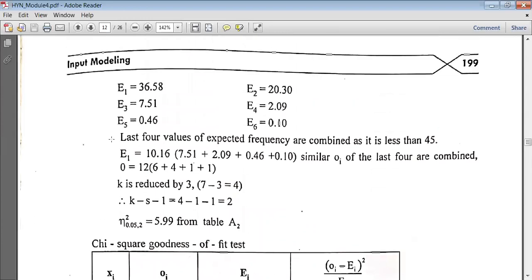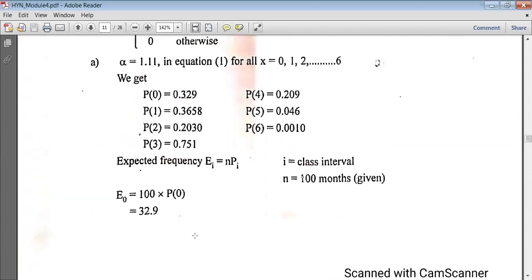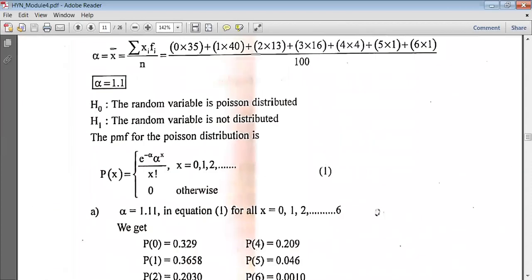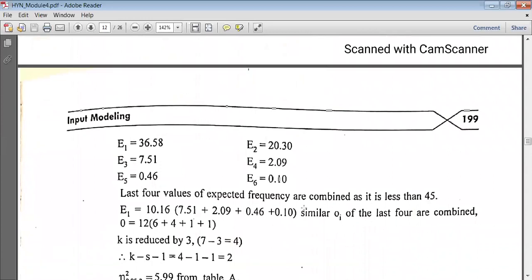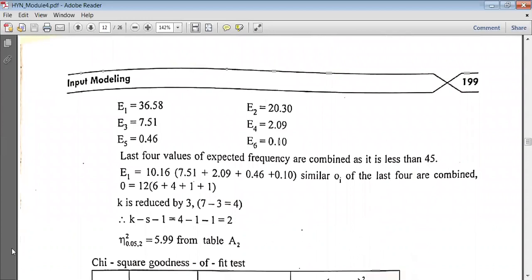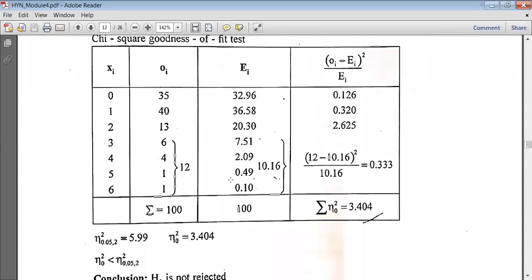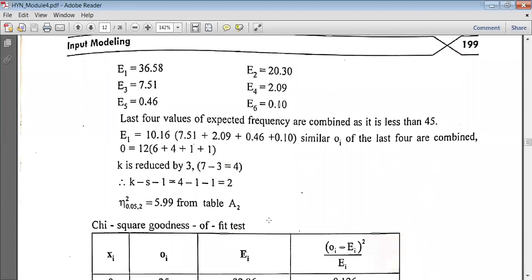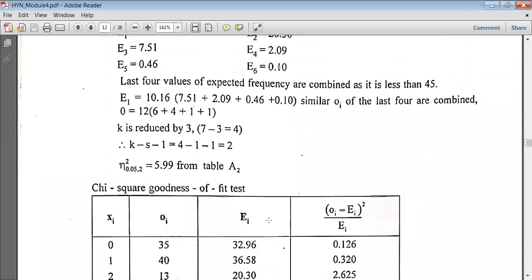Here they have given the expected frequency value: you have to accept it if it is greater than or equal to 20. Usually they will give the value. If they have not given it, then the standard is that you accept it if it is greater than or equal to 5. Here they have given it as 20.